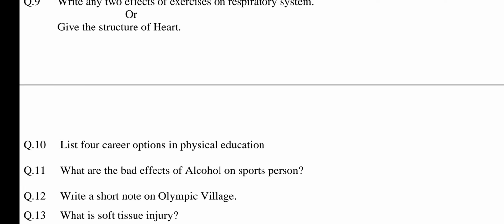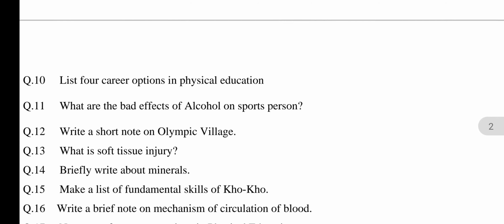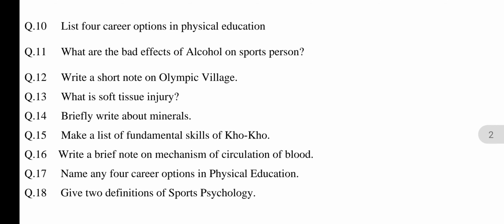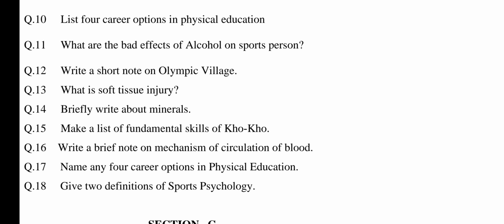Question number 10. List 4 career options in physical education. This question is related to chapter number 4, career aspect in physical education. The answer may be: the 4 career options in physical education are as listed below. Number 1, as a physical education teacher; 2, as a lecturer in physical education; third, as a journalist in sports; fourth, as a coach in games and sports. Explain all these 4 points in 2 to 3 lines.